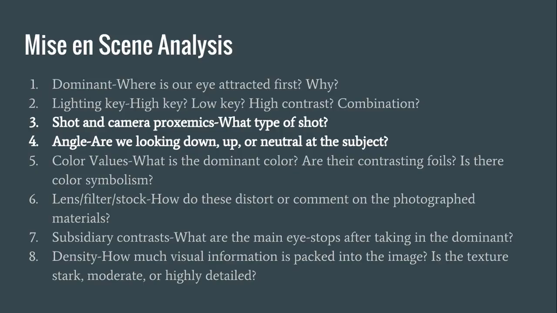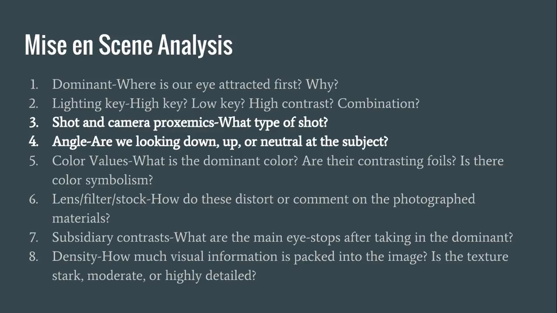Then we're going to look at shots. So what type of shot did they use? And angle, which is what we're going to focus most of our mise-en-scene analysis on: shots and angles. Are we looking up? Are we looking down? Are we looking neutral at the subject? Then we're going to look at color values. What is the dominant color? Are there contrasting foils? Is there any color symbolism? Then we're going to look at lenses and filters and stock. How do these distort or comment on the photographed materials?